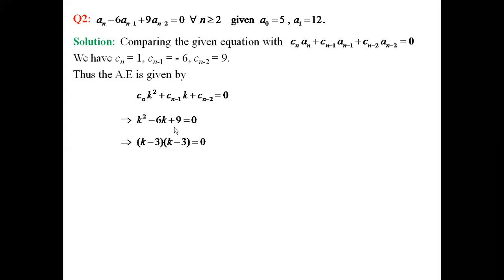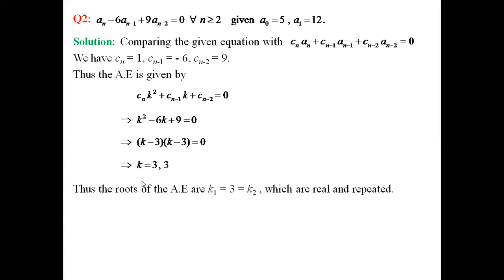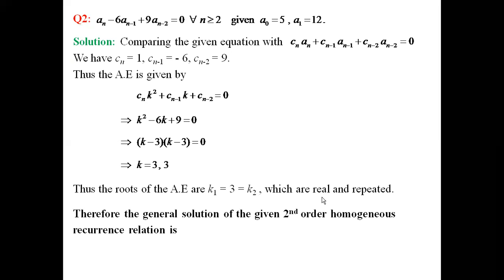Solving this auxiliary equation, we get the roots as 3, 3. Yes, it's an application of case 2, what we discussed in the theory. The roots are real and repeated, or real and equal roots. So on comparing, k1 and k2 both are equal to 3. Hence the general solution of the given second order homogeneous recurrence relation is a_n equal to (A plus B into n) whole thing into 3 power n.